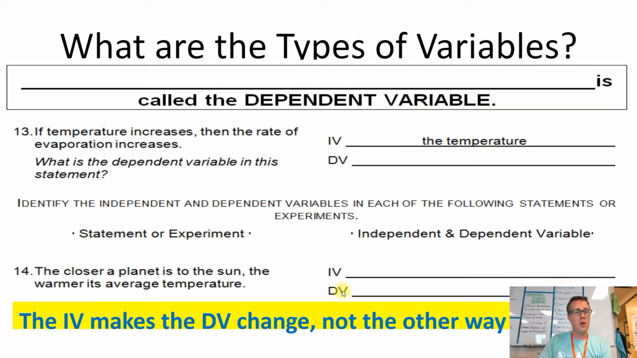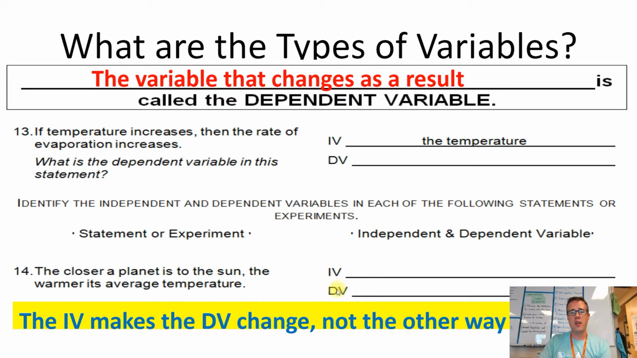The next variable is, of course, the dependent variable. This is the variable that changes as a result. So the IV is the thing that changes the DV. It's the one we're going to measure. So in this experiment, the first one, if temperature increases, then the rate of evaporation increases. Another really boring experiment. Looks like I'm going to watch water evaporate. Well, the thing I can control in this one is the temperature. That means that the thing I'm measuring, or the dependent variable, is the rate that the water evaporates.